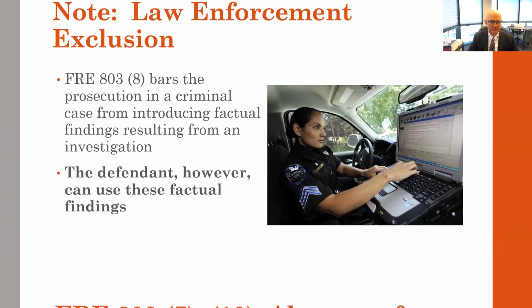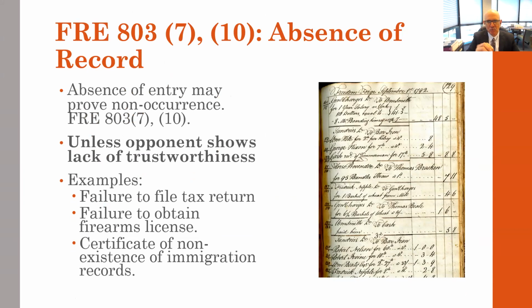Now, lastly, when it comes to the exceptions where availability of the declarant is immaterial, there is absence of a record. Again, if we're opposing the government, trying to exclude the government from admitting evidence, it's important to argue that the record keeping process lacks trustworthiness, that it is not a systematic way of keeping records. Consequently, their records should be excluded because they lack trustworthiness.